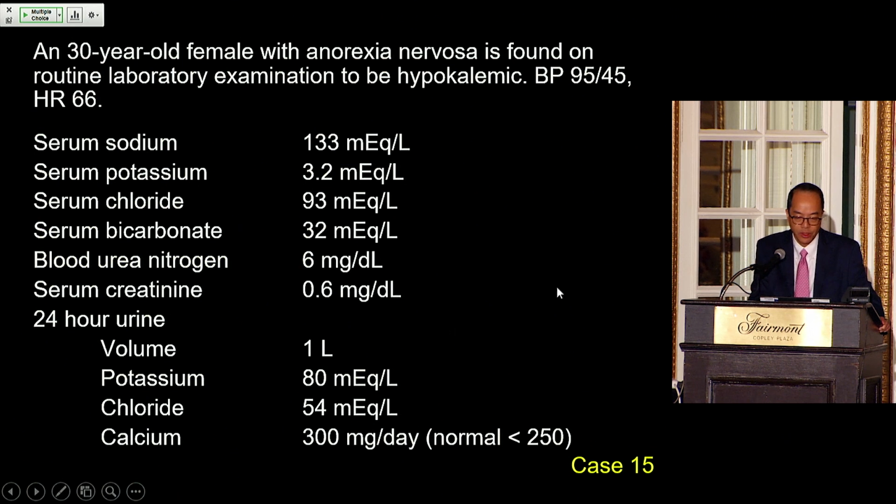Next, a 30-year-old female with anorexia nervosa is found on routine lab exam to be hypokalemic. So now we're going to talk about a few potassium cases just to whet your appetite before Dr. Mount's next lecture. And her K is 3.2, bicarb is 32, creatinine 0.6, 24-hour urine shows a liter of urine with 80 of potassium, 54 of chloride, and 300 of calcium.